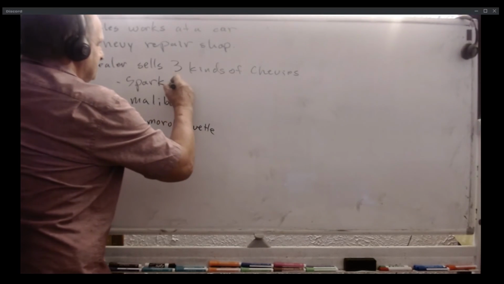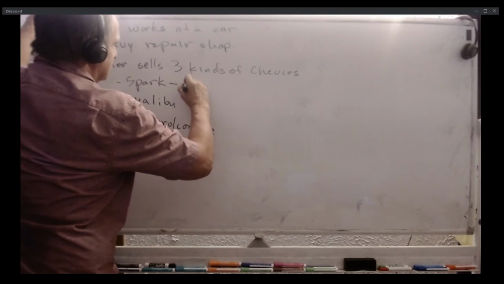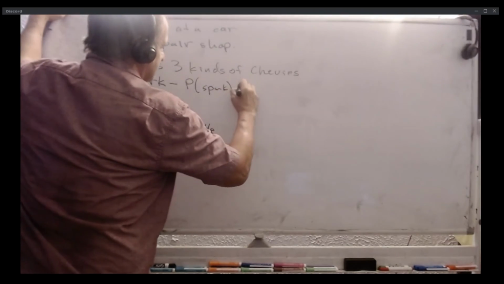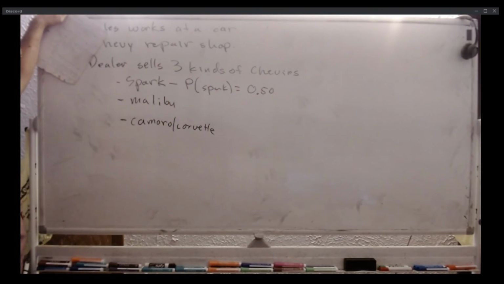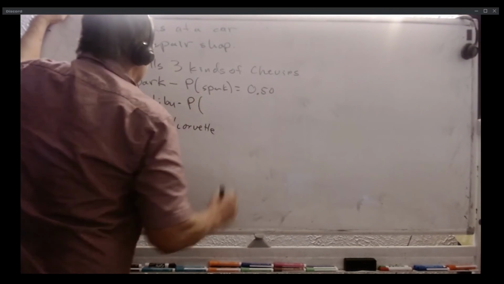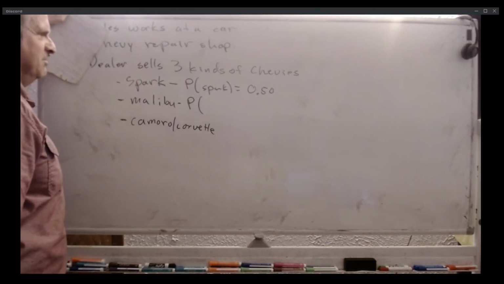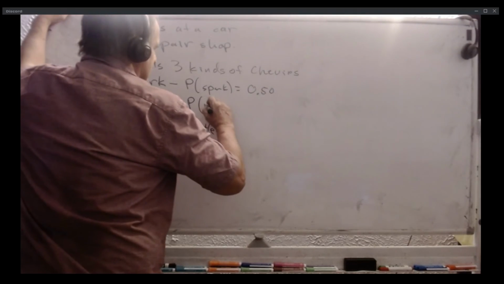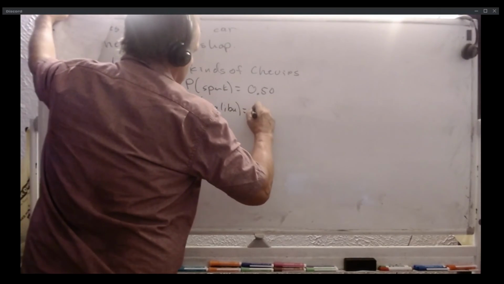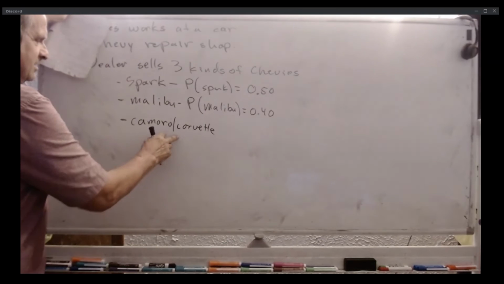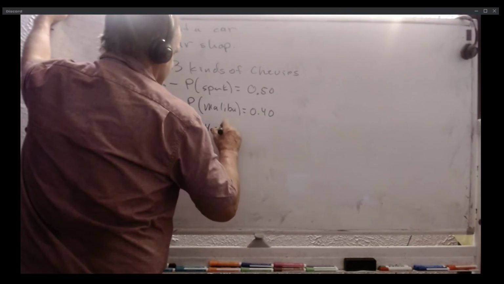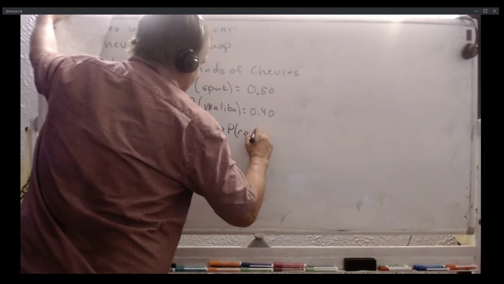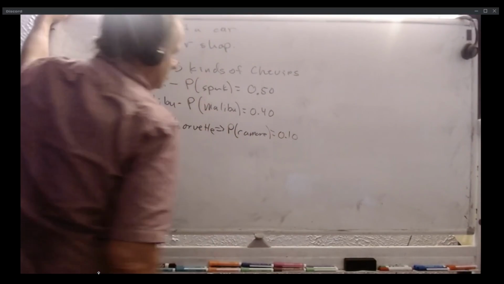Okay. Now, this is another reason I wanted to avoid the automotive thing. The probability of selling a Spark is 0.50. Okay? Because it's the cheapest. The probability that a salesman is going to sell a Malibu, what do you think? Maybe 0.4? Okay. Right? You would agree that there's not a lot of Camaros and Corvettes sold, yes, no? Yes. Let's say 0.10.